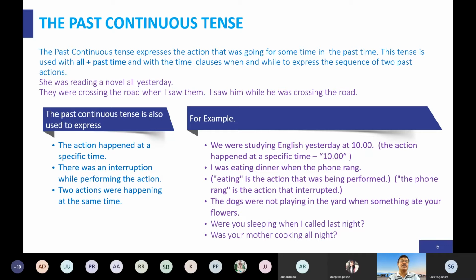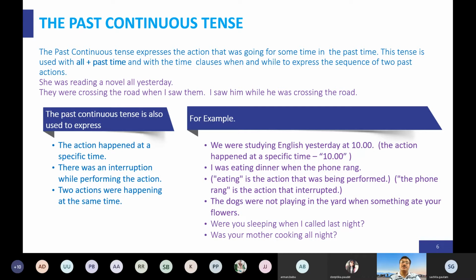So "all" plus past time can be used with the time clause, and "when" and "while" to express the sequence of two past actions. When, while, these adverbs are also used to show the sequence of the two actions.